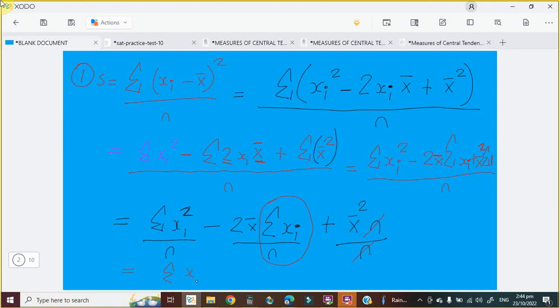This is now the sum of xi square over n minus 2 bar x times bar x. Bar x times bar x is what? So this becomes 2 bar x square. But then we add a bar x square. Now negative 2 bar x square plus bar x square is what? Negative bar x square. So the final thing works out to be the sum of xi square over n minus bar x square.